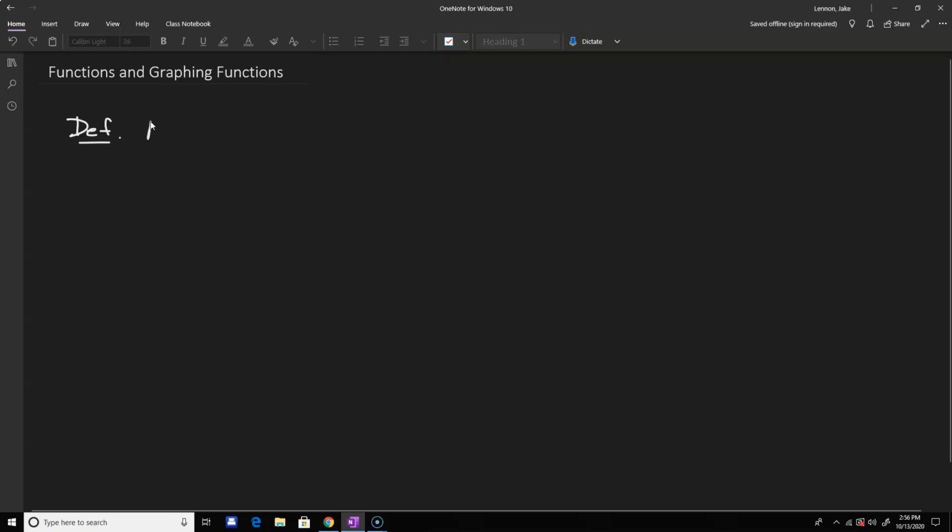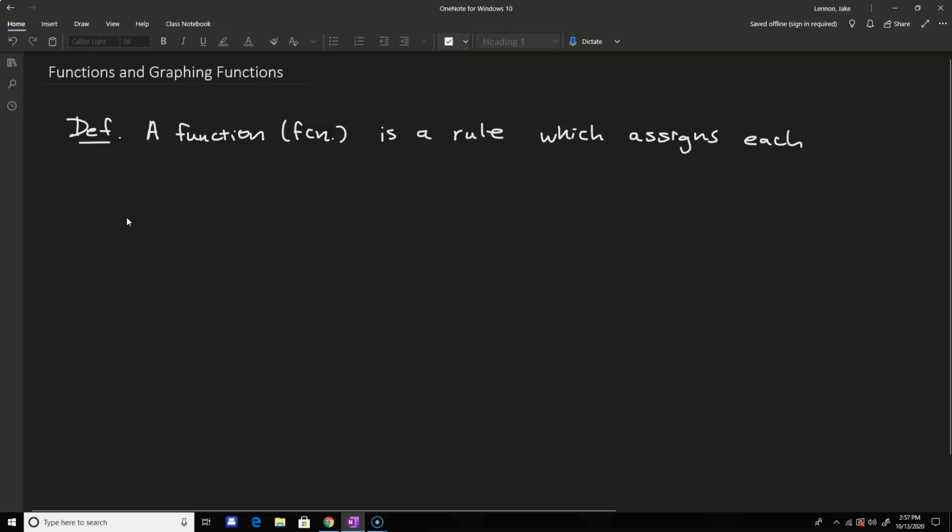So a function, which I will often abbreviate by FCN period, is a rule which assigns each input to exactly one output. So it's a rule that maps things essentially. And we have some terminology there.